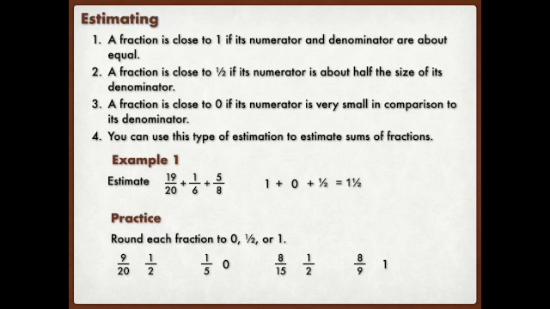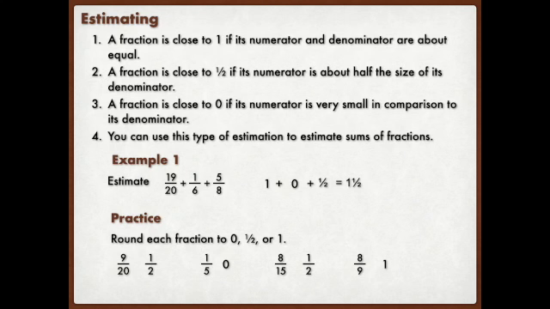So if we look at the example, 19 over 20, okay, it's close to 1. 1 over 6, it's close to 0. And then 5/8 is very close to 4/8, so that's close to half. So I could just say 1 plus 0 plus half, and that's 1 and a half. Okay, let's look at the practice.